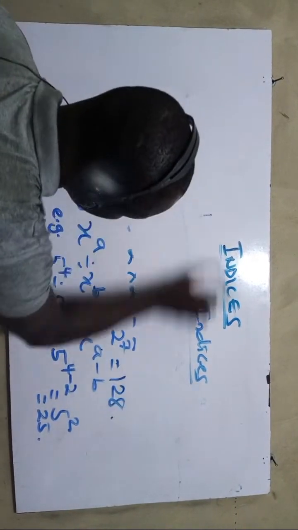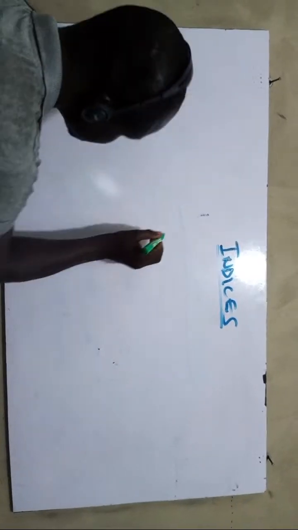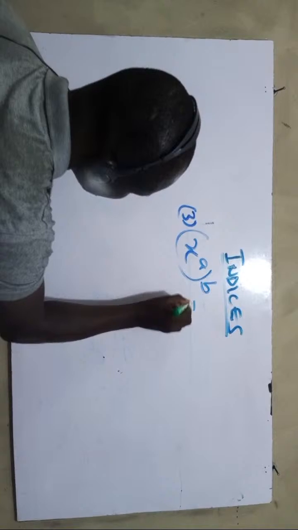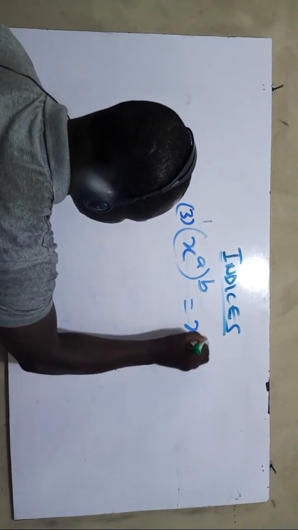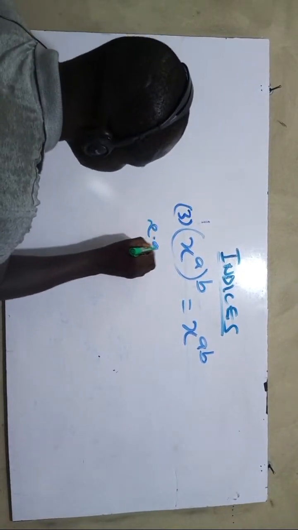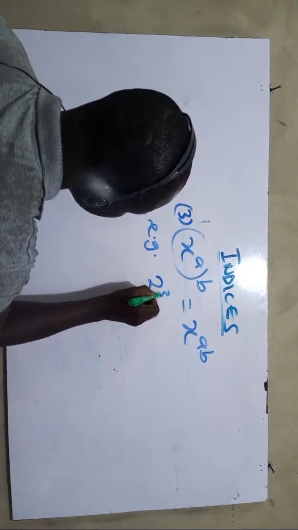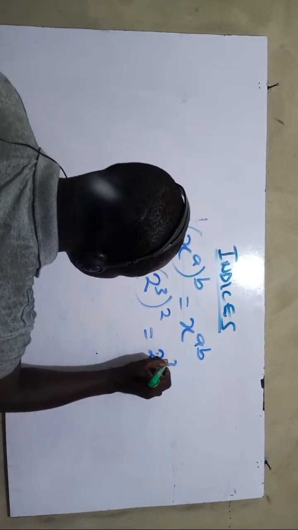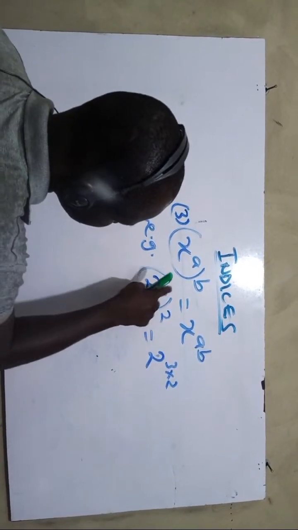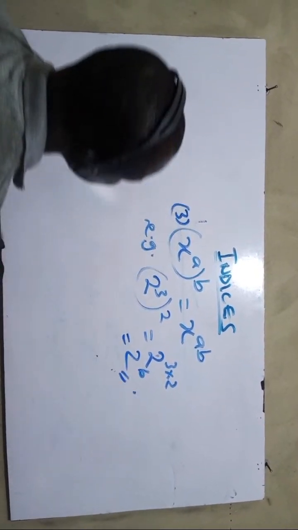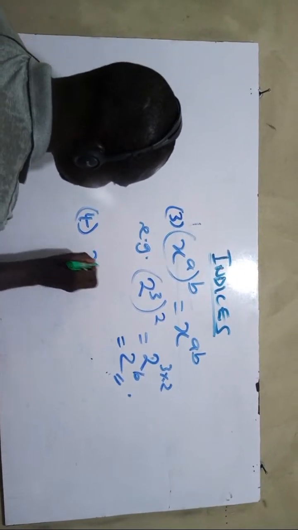I just want to do a recap of what we discussed yesterday before we continue today. Then the third law says that if you have x raised to power a, everything raised to power b, the law says that it's the same thing as x raised to power a multiplied by b. For instance, if you have 2 raised to power 3, everything raised to power 2, this is the same thing as 2 raised to power 3 multiplied by 2. We are going to multiply the 2 powers, the 3 inside and the 2 outside, and that will be 2 raised to power 6.